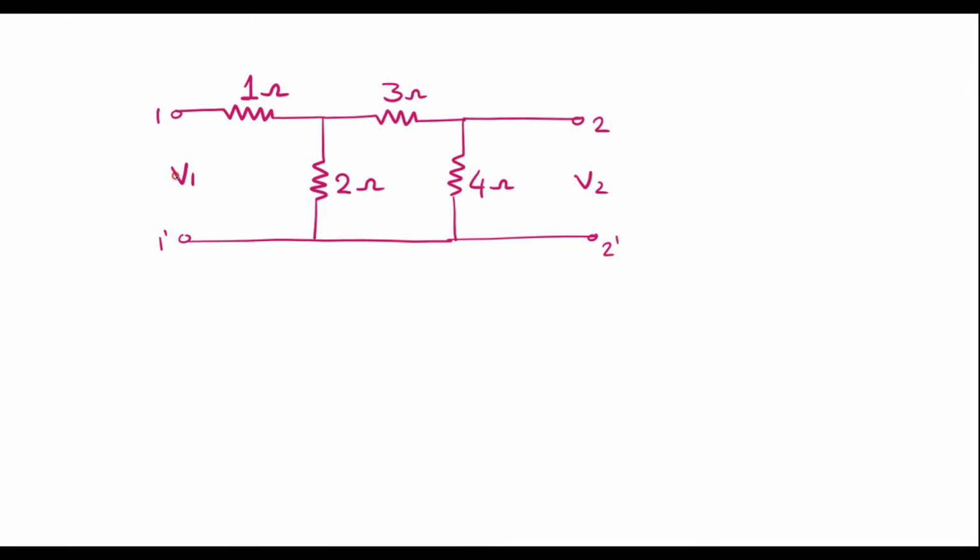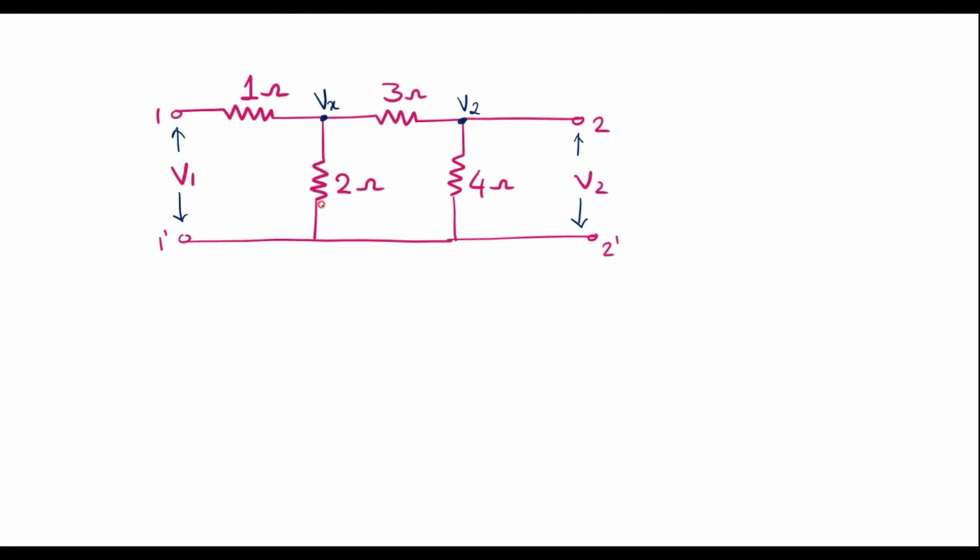Let V1 be the voltage between port 1 1 dash, and V2 the voltage between node 2 2 dash. Here we can see that this node is directly connected to 2 2 dash, that is, voltage at node 2 is V2, therefore voltage at this point is V2 itself. Here, because of this resistor, voltage at this point is not the same as V1. Let me assume voltage at this point is say Vx.